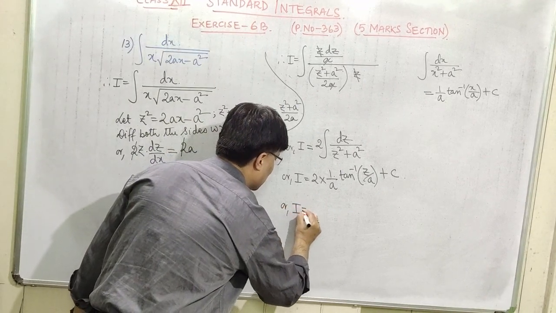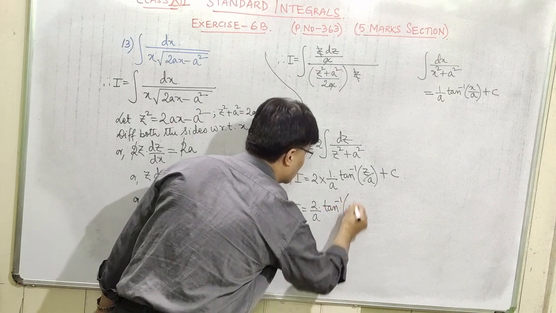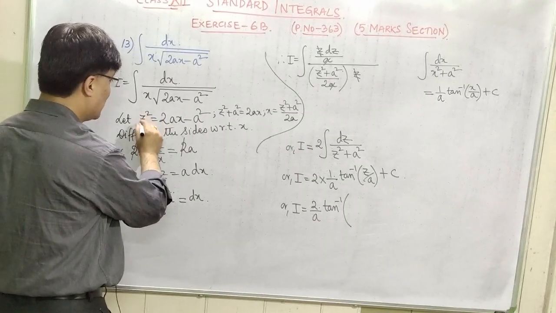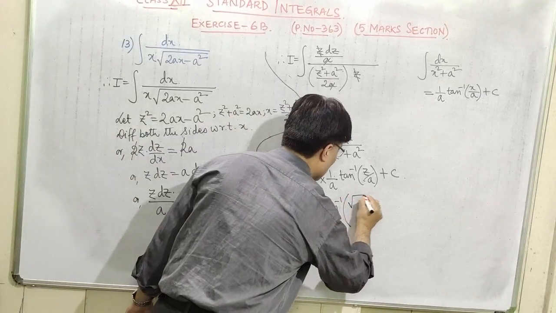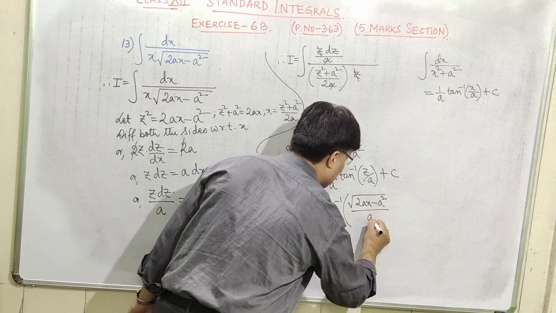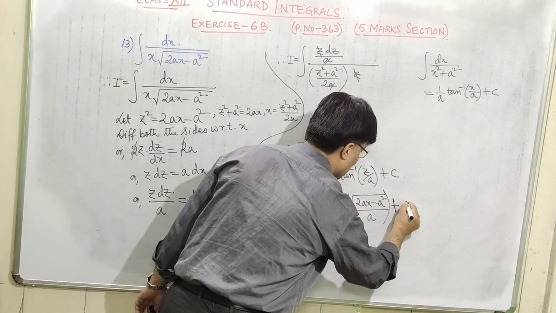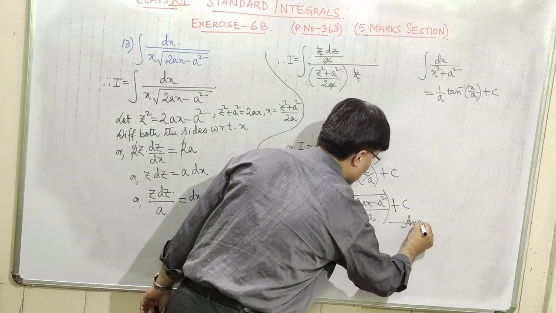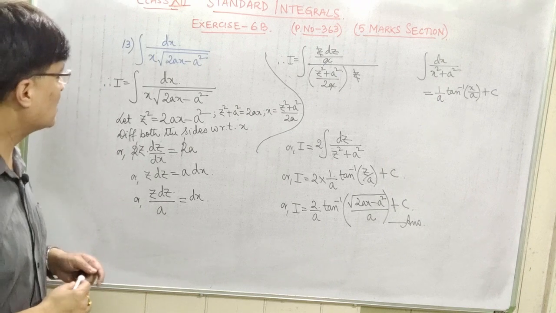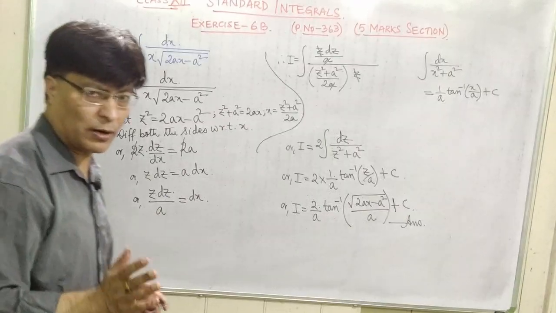Now I is equal to 2 upon a tan inverse within bracket. What is z? z square is equal to 2ax minus a square, so z is equal to root over 2ax minus a square, divided by a. Bracket closed. Then you have to write plus c. So this is the final answer. I think you have understood it, so you can copy it. Now we'll do the next problem.